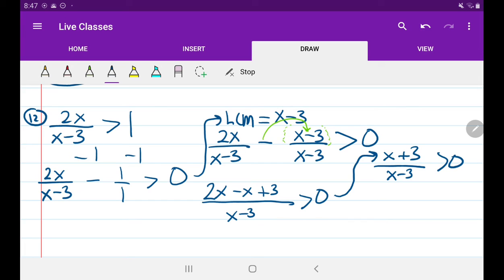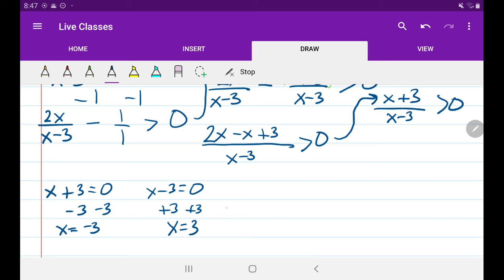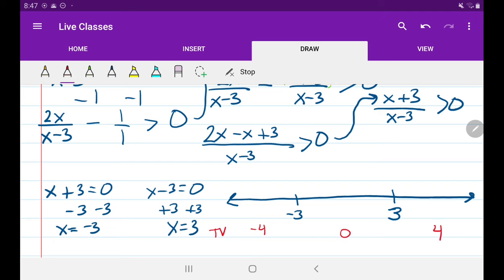So now this is starting to look more like the problems we started with at the beginning of the day. So I can go ahead and separate those. So I'll have x plus 3 is 0, x minus 3 is 0. I'll solve each one of those. So I get x is negative 3 and x is positive 3. So I'll go ahead and get my number line going. And I have negative 3 and positive 3. Okay. And let's see, I'll do negative 4 for my test values, 0 and 4.